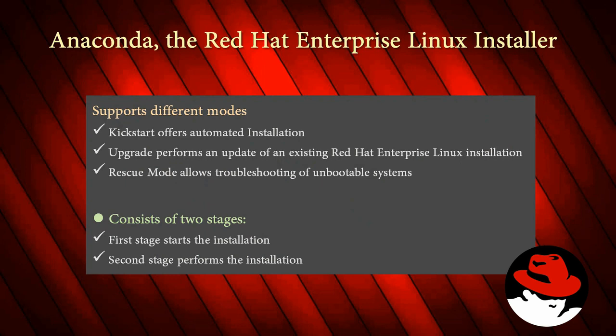It is a Python-based program having several modes. The Kickstart mode provides an automated installation, which is discussed here. It has upgrade mode, rescue mode, and Anaconda runs in two stages. It supports different modes. Kickstart is an automated installation of Anaconda. Upgrade performs an update of an existing Red Hat Enterprise installation. The rescue mode allows you troubleshooting of unbootable systems.